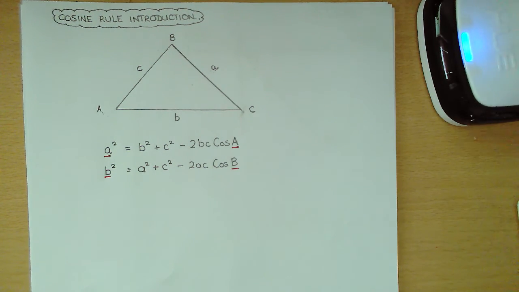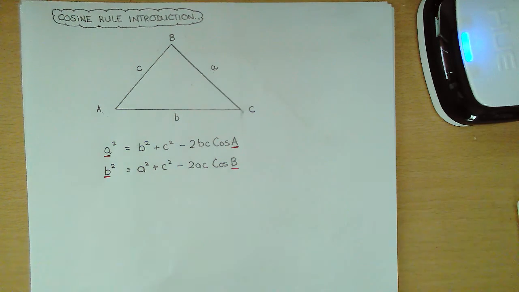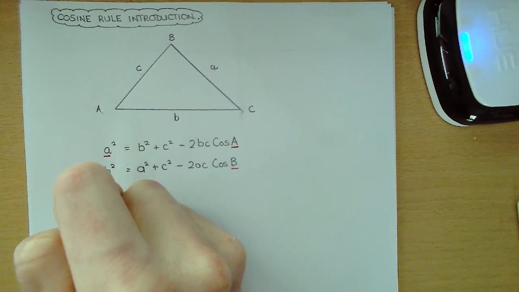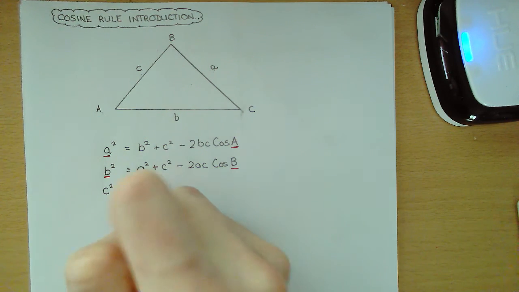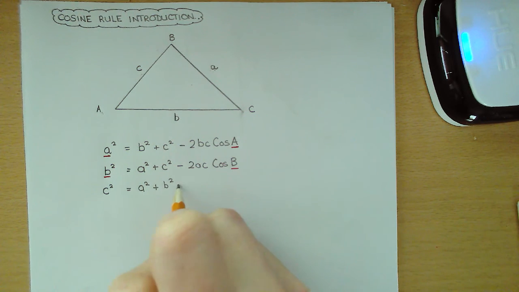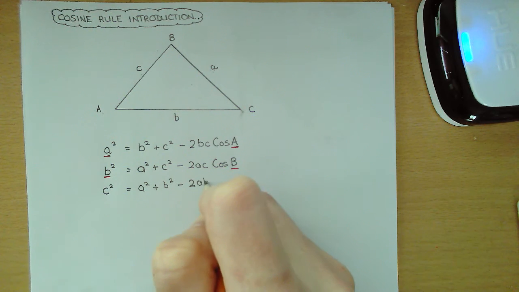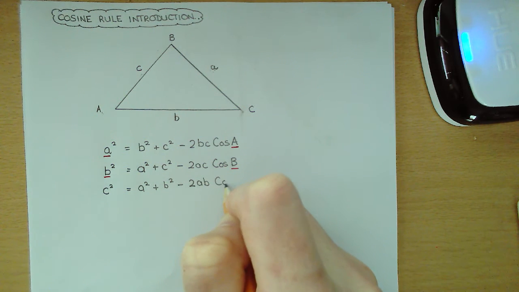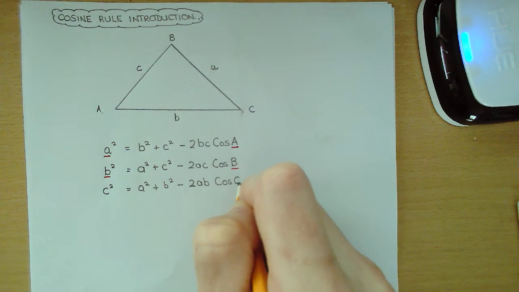Again, we can also use the cosine rule to link small c to capital C. So this time it would start with the lowercase letter. Small c squared is equal to the sum of the squares of the other two sides. So it would now be a squared plus b squared, minus twice the product of the other two sides, a and b, multiplied by the cosine of the corresponding capital letter. So it's going to be capital C.